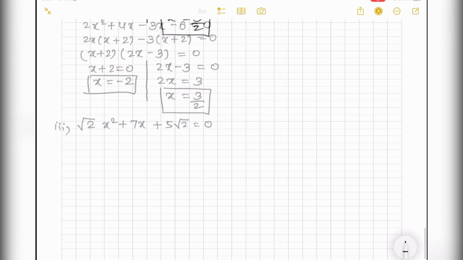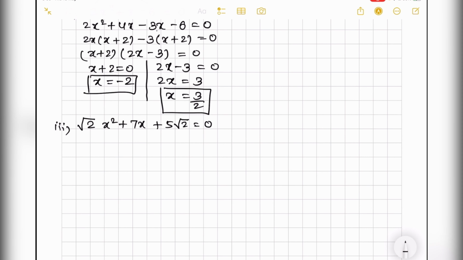Then the third one, here it says root 2 into 5. Root 2 into 5 is 10, so I have to make factors of 10 such that the sum is 7. So can I say 5 and 2? I am taking root 2x square plus 2x plus 5x plus 5 root 2 equal to 0. Now from the first two terms I am taking root 2x common.